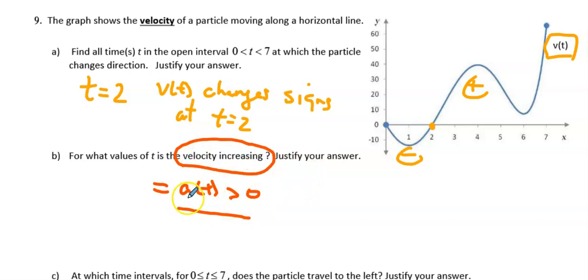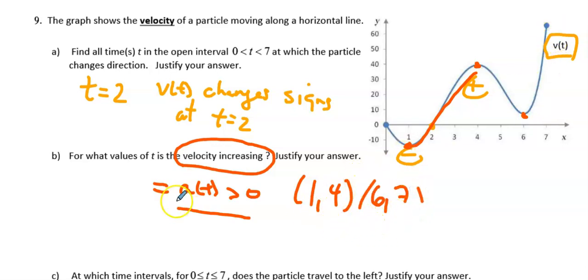So when you see velocity increasing, you write that the acceleration is greater than 0. Never use slope. Do not say the slope of velocity is positive. That is not a legit calculus response. You need to say that the acceleration is greater than 0 because the slope of velocity is acceleration. So you guys can see that from 1 all the way up to 4, I have a positive acceleration. And then I have it again from 6 to 7. So these are your intervals, and this is your reason, your justification. Okay, so that is the first 2 parts.